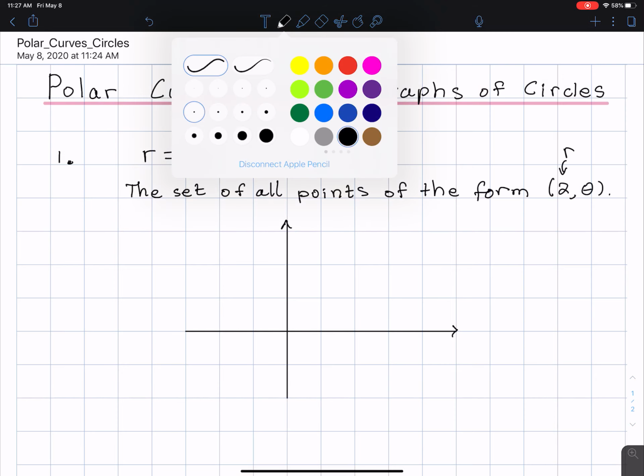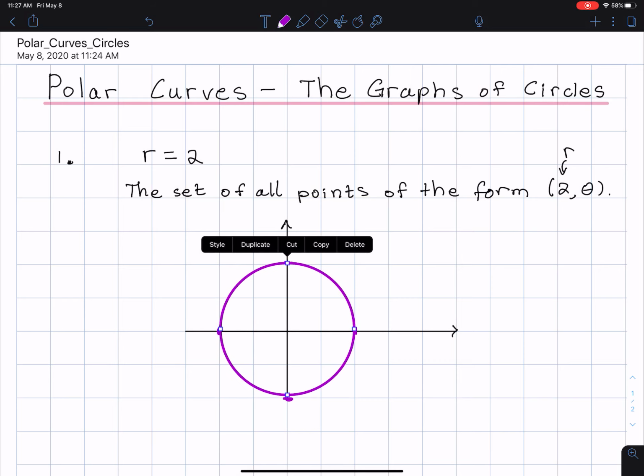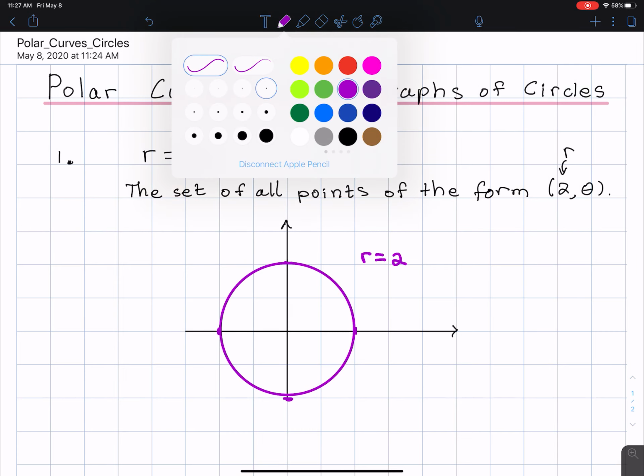Okay, so the points that I'm drawing are a distance 2 from the origin. A circle is a set of all points that are a distance of radius r from the center, and the center here is the origin. Now I can draw this easily because this has a drawing tool for making circles. So now I can adjust it, and there you go. So this is r equals 2.